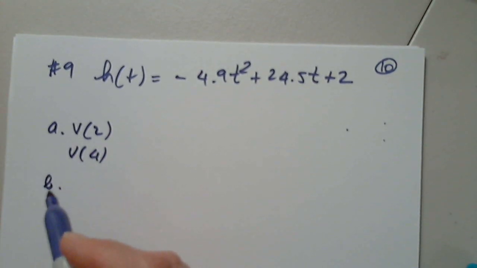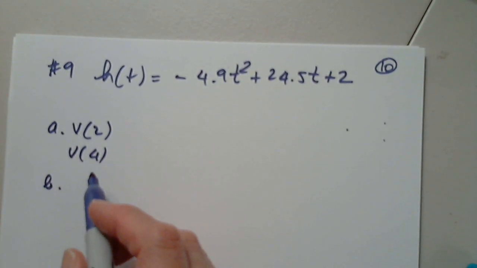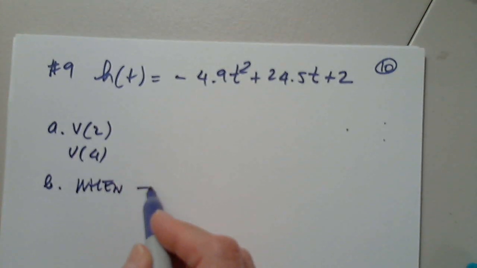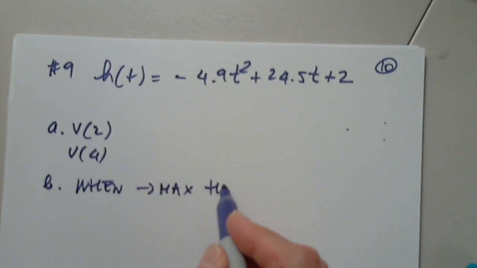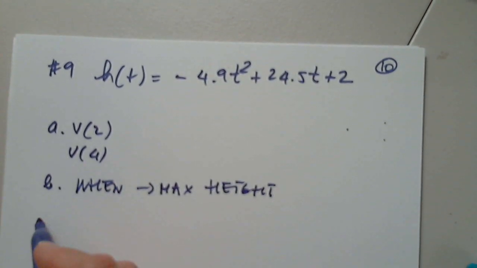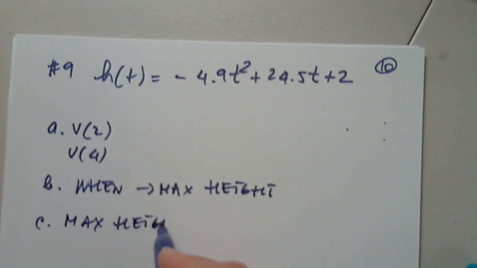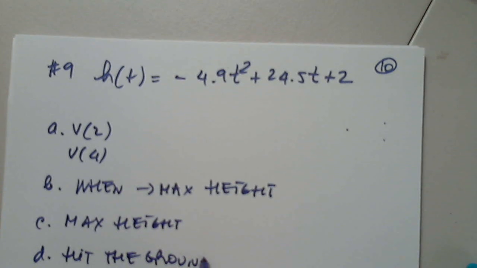Part B, when max height. C, max height. D, hit the ground. So I don't have to go back to the book. That's it. And the velocity when it hits the ground. Okay, velocity at the ground. Okay, got it.